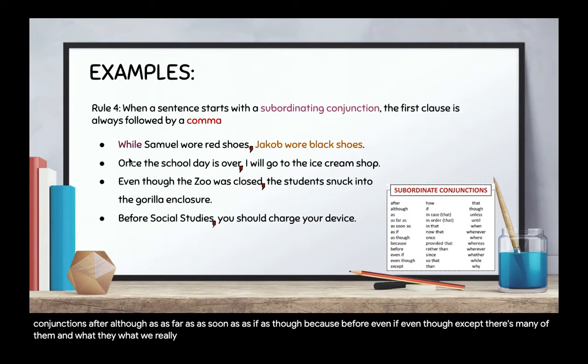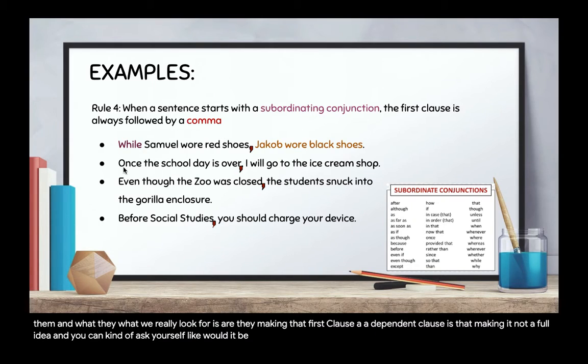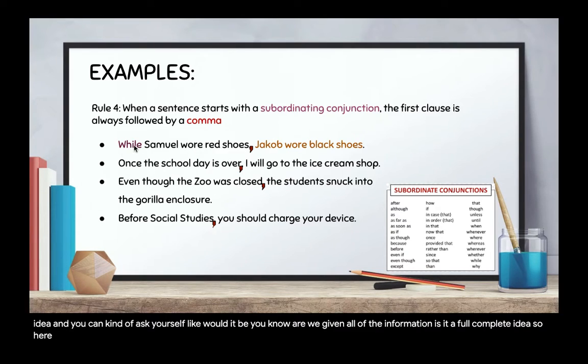What we really look for is, are they making that first clause a dependent clause? Is that making it not a full idea? And you can kind of ask yourself, are we given all of the information? Is it a full, complete idea? So here, once is our subordinating conjunction. Once the school day is over. So that turns the school day is over into once the school day is over, which is not a full idea.